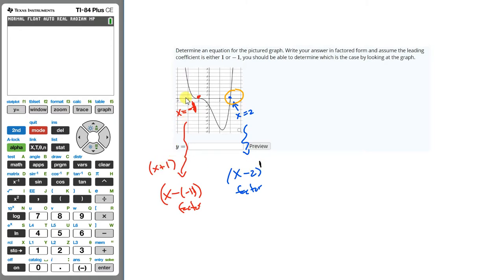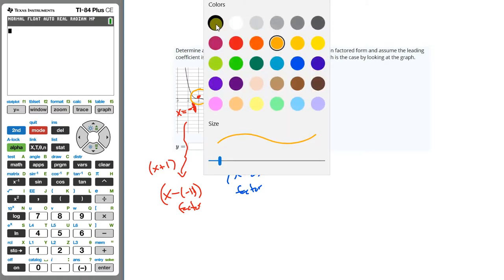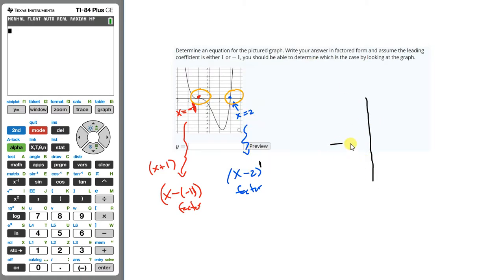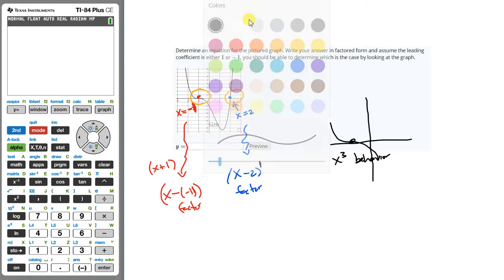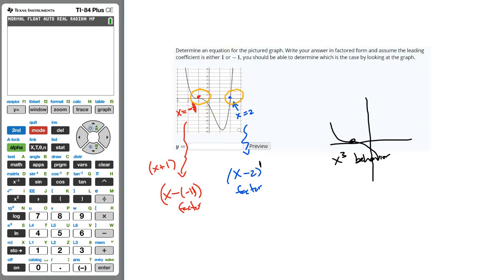Now what about over here? If I magnify this region, here's what it looks like. It kind of looks like this. It's coming down, flattening out, crossing through, but flattening out first. When you have that sort of behavior, that's x cubed behavior. If you look at the graph of x cubed, it flattens out before it passes through the axis. So that means there's a degree or multiplicity 3 on this factor. There's 3 of them there.